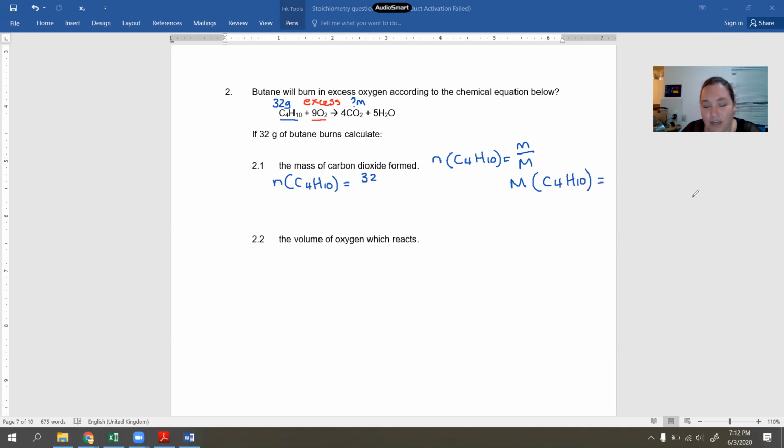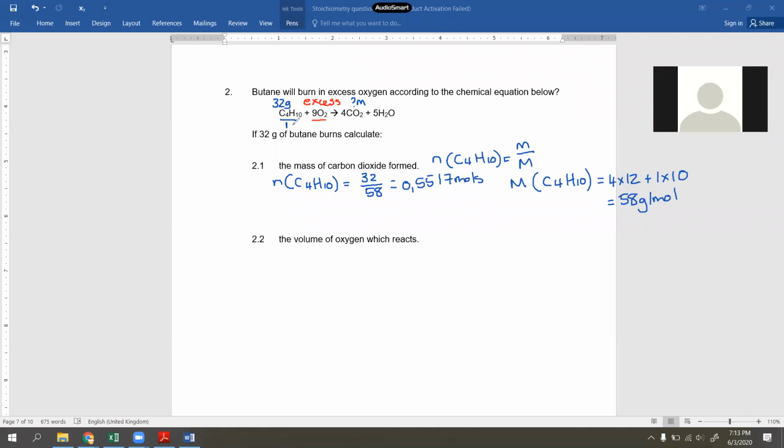I'm not going to keep flipping back to the image of the periodic table, but I did send out a link before the last lesson to all of the different platforms of a periodic table that you can quickly open. If you look at carbon, you'll see that carbon has a mass of 12. And if you look up hydrogen, you'll see that hydrogen has a mass of 1. So we've got 4 times 12 plus 10 gives me a mass of 58 grams per mole. So it's 32 divided by 58, which gives me an answer of 0.5517 moles.